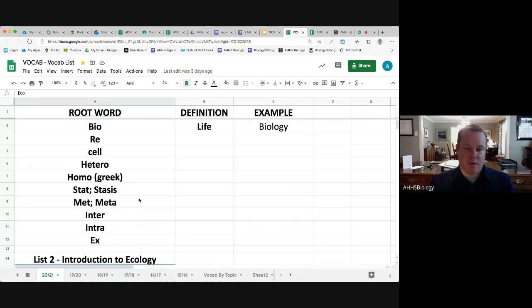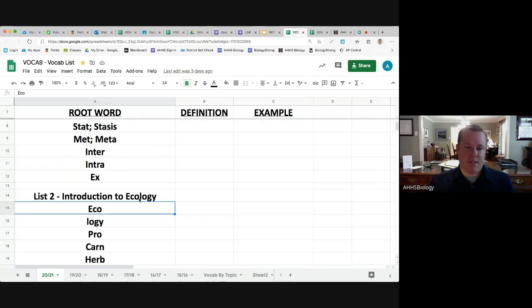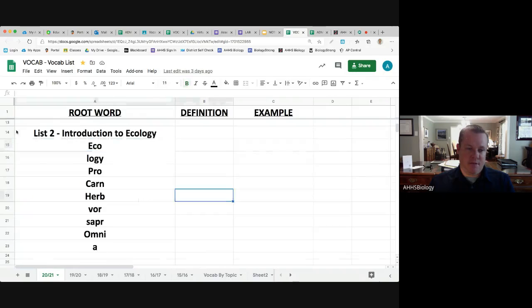But we've now moved on to ecology, so this week's list, open up your list and pause the video if you need to. The prefix eco, the suffix logy, the prefix pro, the prefix carn, the prefix herb, the suffix vor, although it can also be a prefix, the prefix sapro, the prefix omni, and the prefix a. Okay, so that is 1, 2, 3, 4, 5, 6, 7, 8, 9 terms.